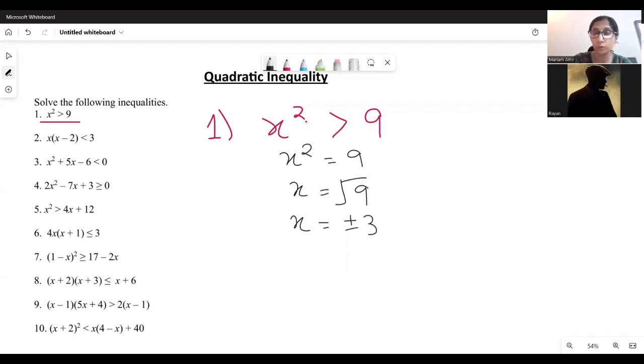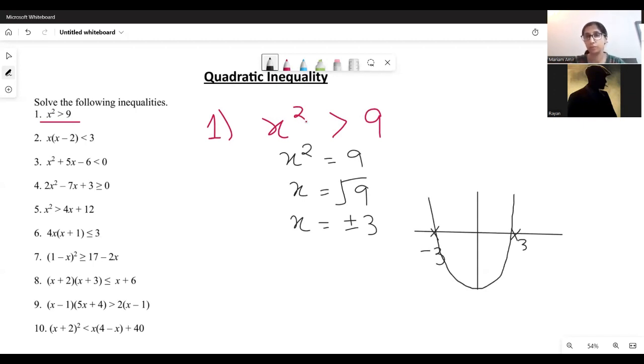It really helps if you quickly sketch the graph of x squared equals 9. We have the roots with us. The roots are 3 and minus 3. So that means the graph will cut the x-axis at 3 and minus 3, and it's going to be a U-shaped graph because x squared's coefficient is positive. It's going to be like this.